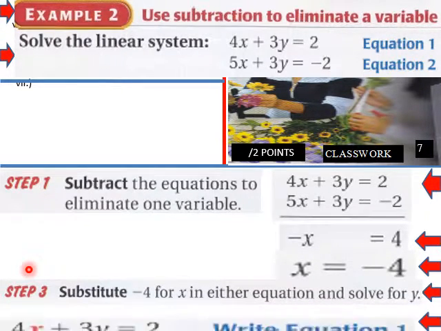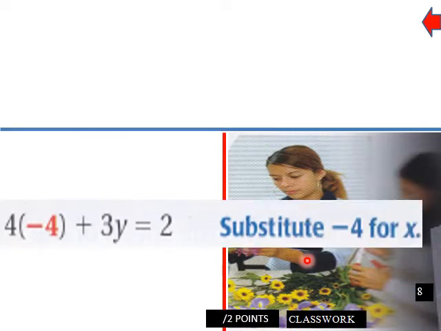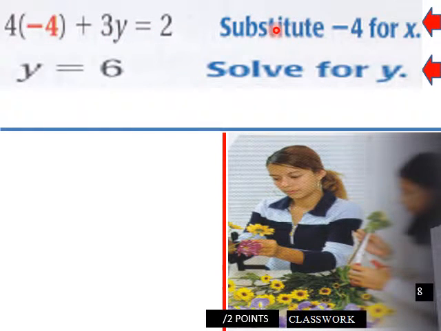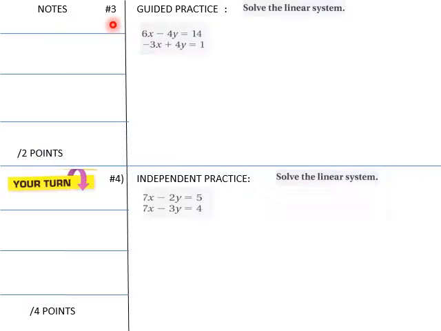We plug that back in. Substitute negative 4 for x in either equation. We're going to put it in the first one here. So 4x plus 3y equals 2. Stick negative 4 in there. 4 times negative 4 plus 3y equals 2. What do we get there? We get negative 16 plus 3y equals 2. We bring this over here, so it'll be positive 18 over here. 3y equals 18, then we get y equals 6. So there is our solution, negative 4, 6 for that system of equations.